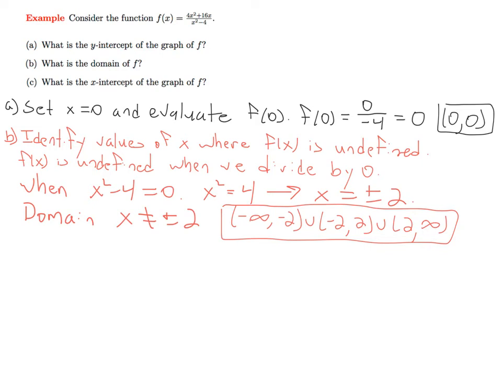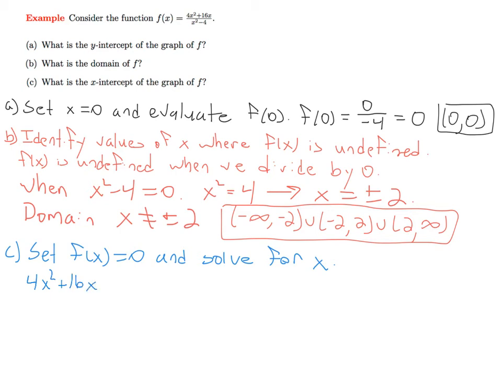And for part C, the x-intercepts, what we do here is we set f of x equal to 0 and solve for x. So we have the function 4x squared plus 16x over x squared minus 4 equals 0. So we've got a fraction. And when is the fraction equal to 0? It's when the numerator is 0 and the denominator is not 0. So let's figure out when the numerator equals 0.